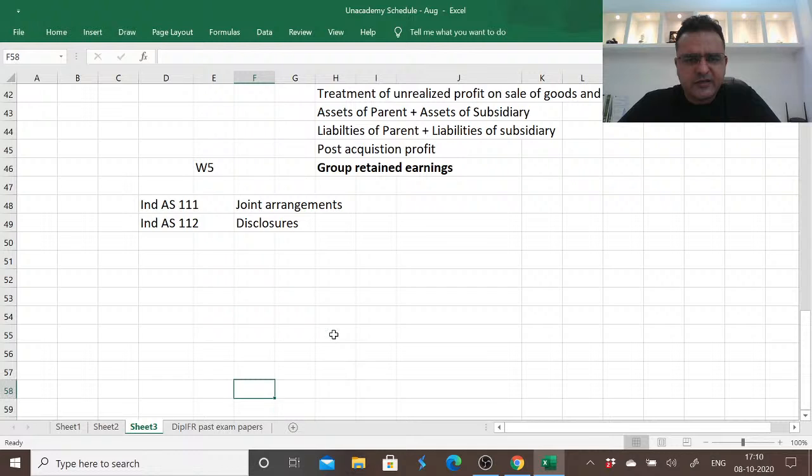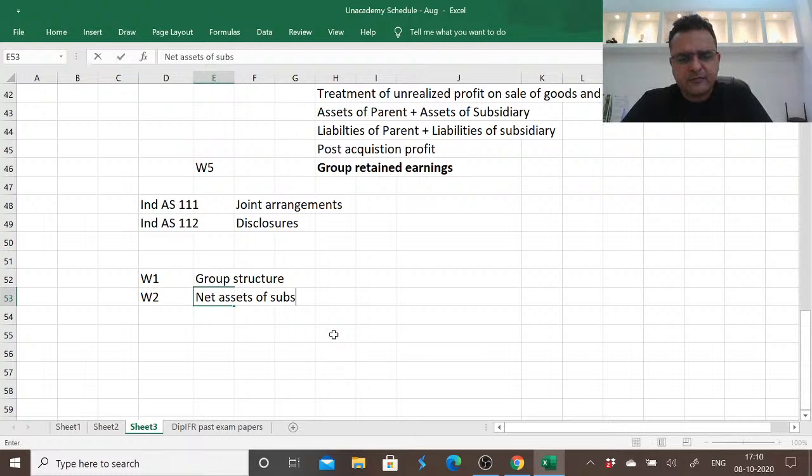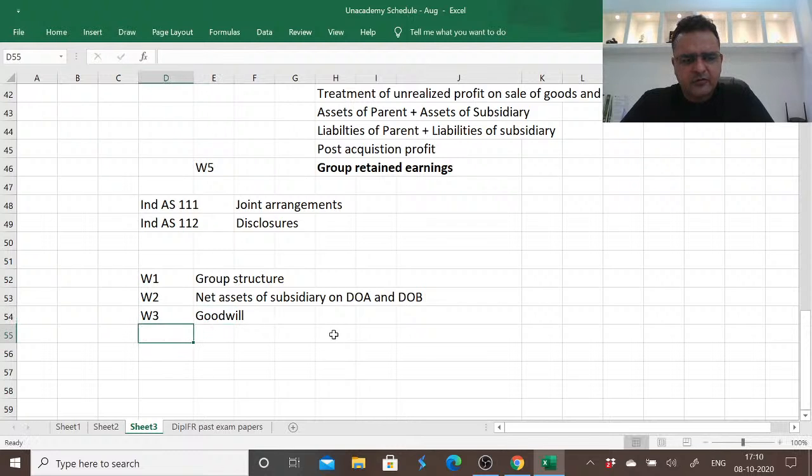So if I write all those workings: working note number 1, group structure. Working note number 2, net assets of subsidiary on date of acquisition and date of balance sheet. Working note number 3, calculation of goodwill. Working note number 4, valuation of NCI, and working note number 5, group retained earnings.